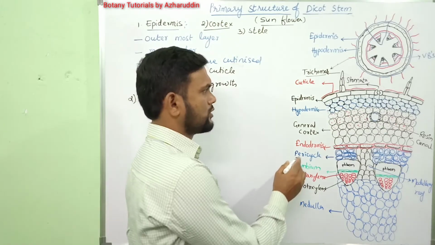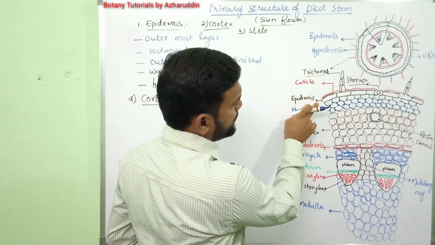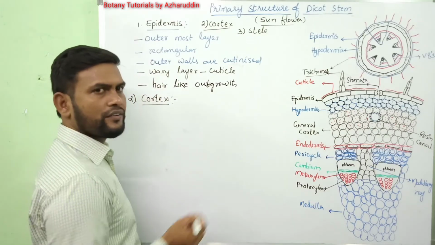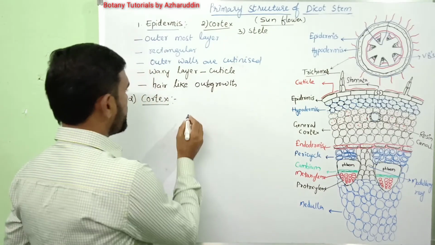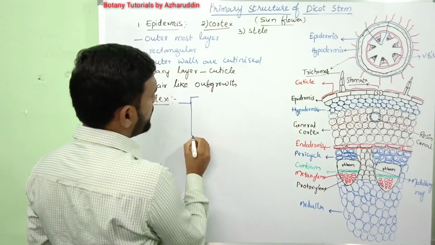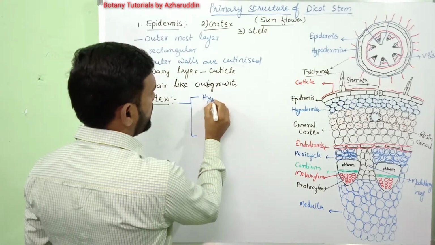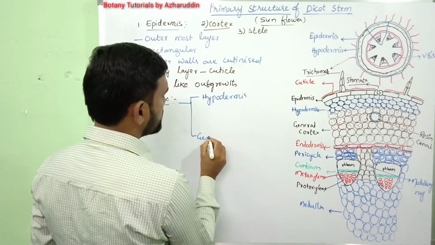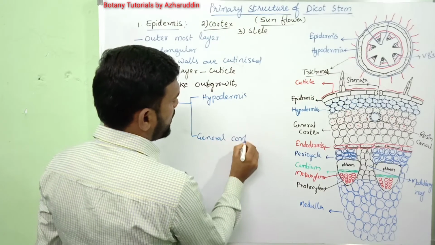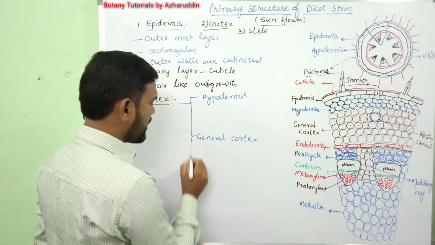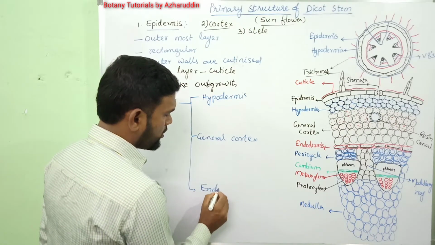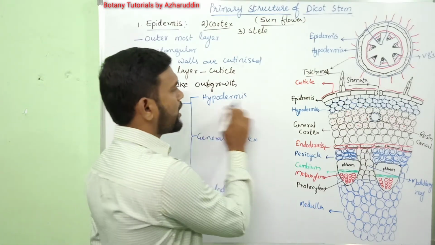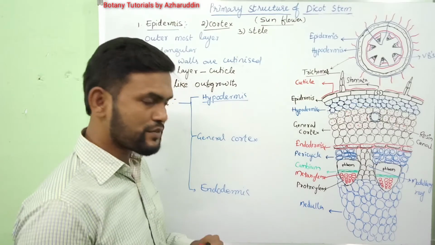The tissue which extends between the epidermis and the stele is known as cortex. This cortex is again differentiated into subzones. They are: number one, hypodermis; second zone is general cortex; and third zone of the cortex is endodermis. These three zones are present in the cortex. Coming to the first one, hypodermis. Where is it present?